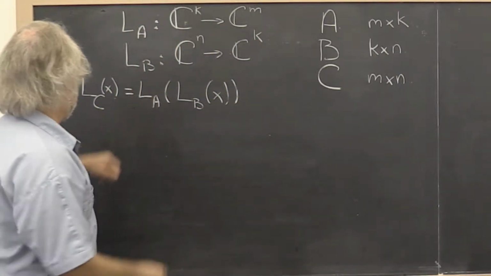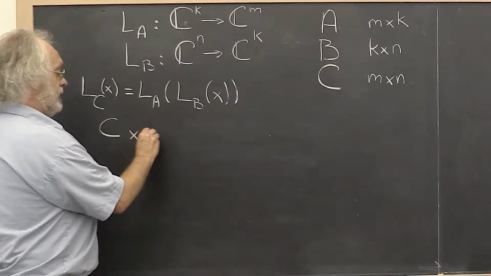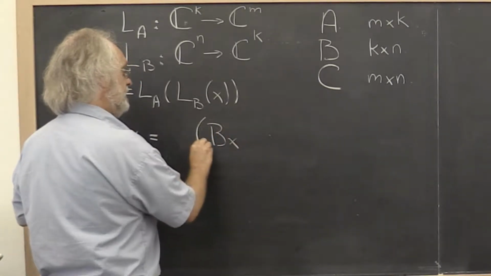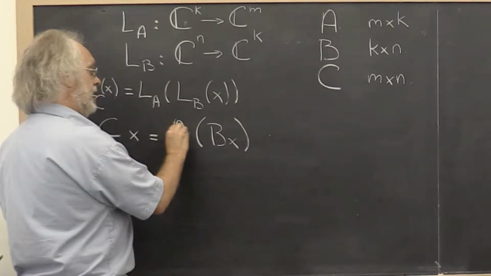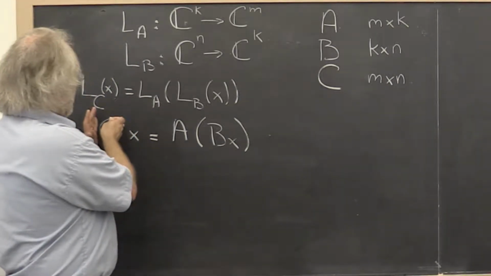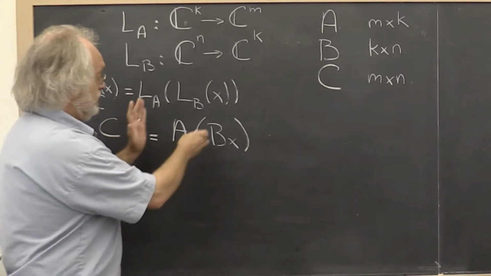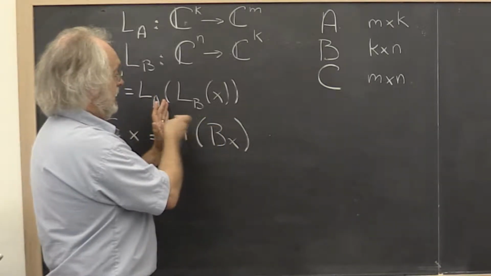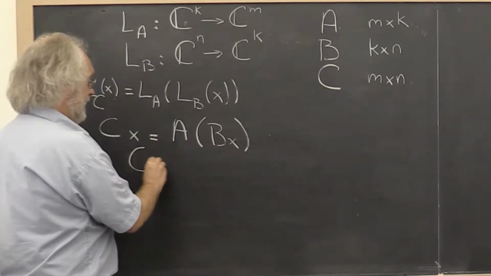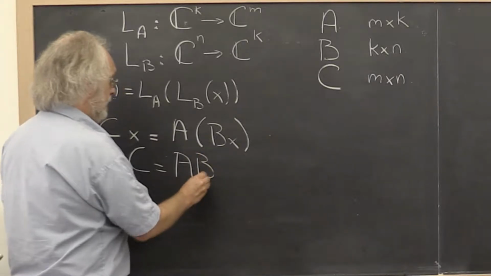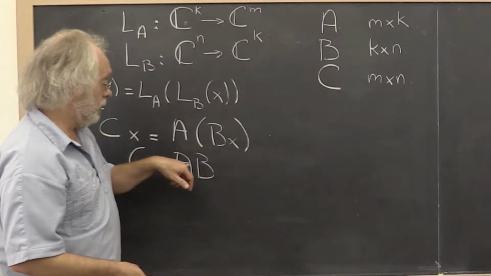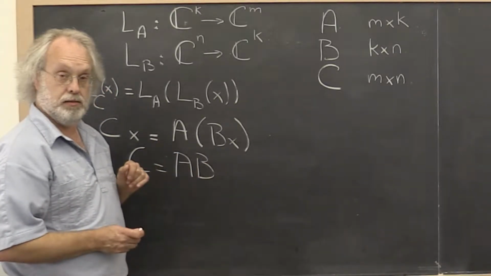And notice that C applied to a vector x must be equal to first applying B to that vector x and then taking the result of that and applying A to that. Okay. Now, you can say C is the matrix that represents the result of first applying B and then applying A. And therefore we can say, let's define C equal to A times B, where C is the matrix that captures the net result of composing A and B.